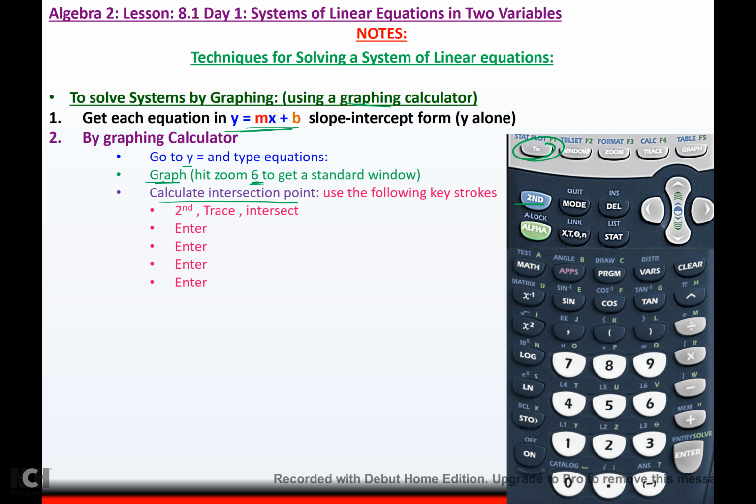And what you do is you hit this key second, and you hit this calc key because we want, well, you're hitting the trace key, but we're trying to calculate. And then you're going to choose this intersect choice. And then you're going to hit enter basically 4 times and you'll get your solution.